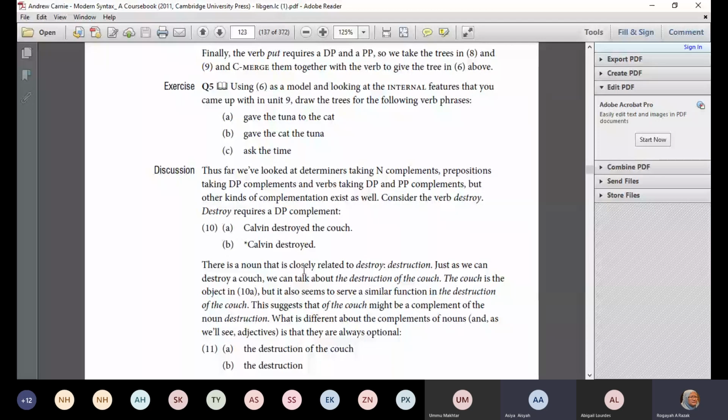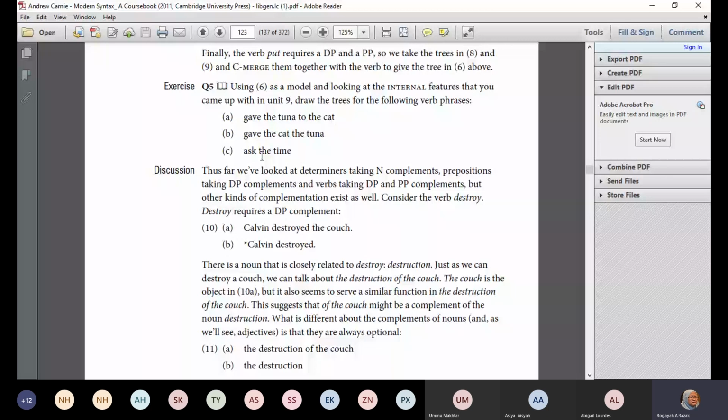Can you draw for me 5B? Give the cat the tuna. Okay. And then the last one, I want Nur Atika Samsul Bahrain. Yes, doctor. Can you draw for me Ask the Time? Okay, doctor. Draw the trees.